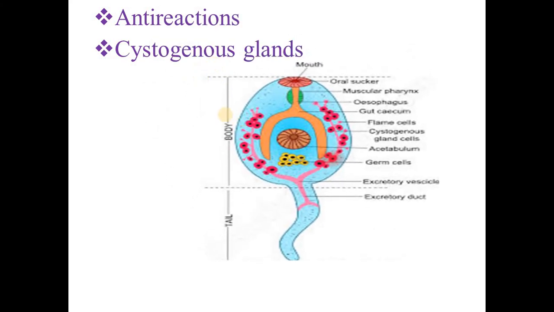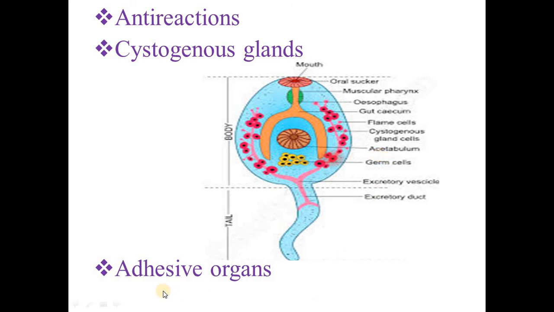This is the Cercaria larva. This is the body part and this is the tail region. Here you can see cystogenous gland cells are present, which secrete a cyst around the larva that protects the larva from the effect of the digestive juices.